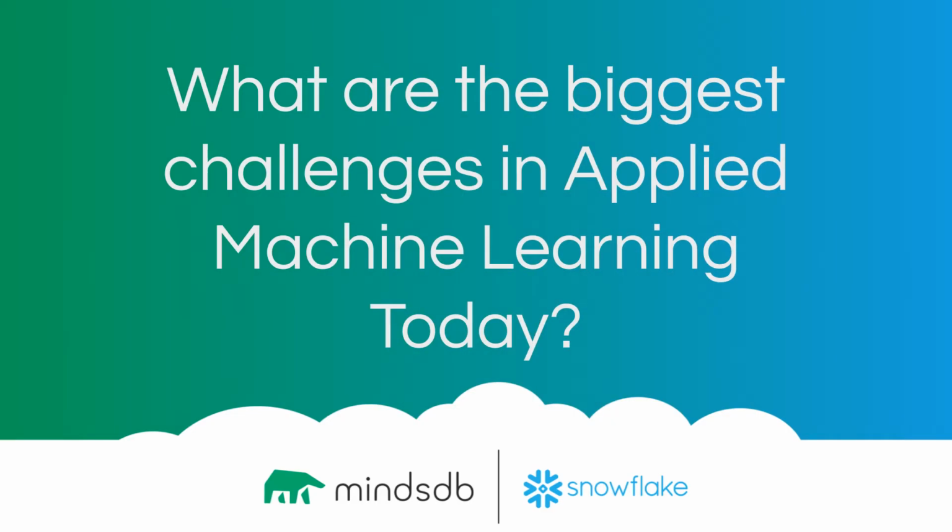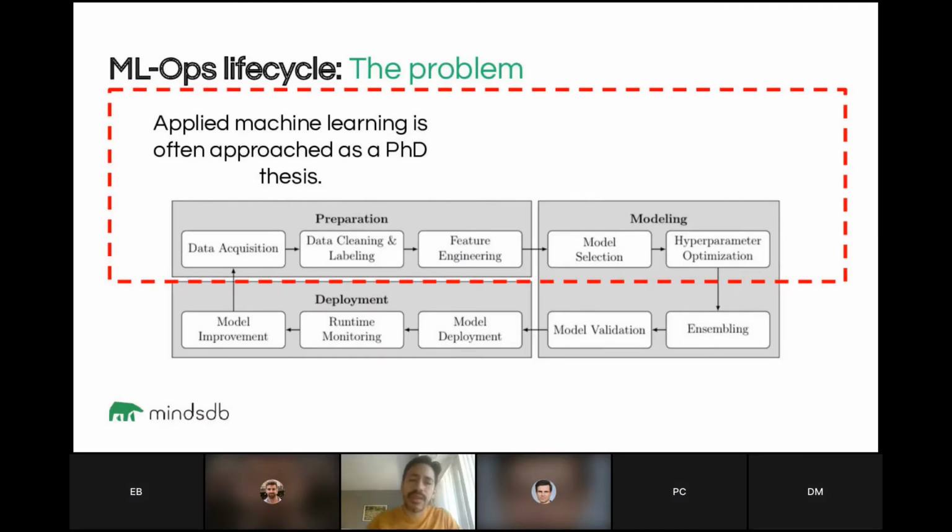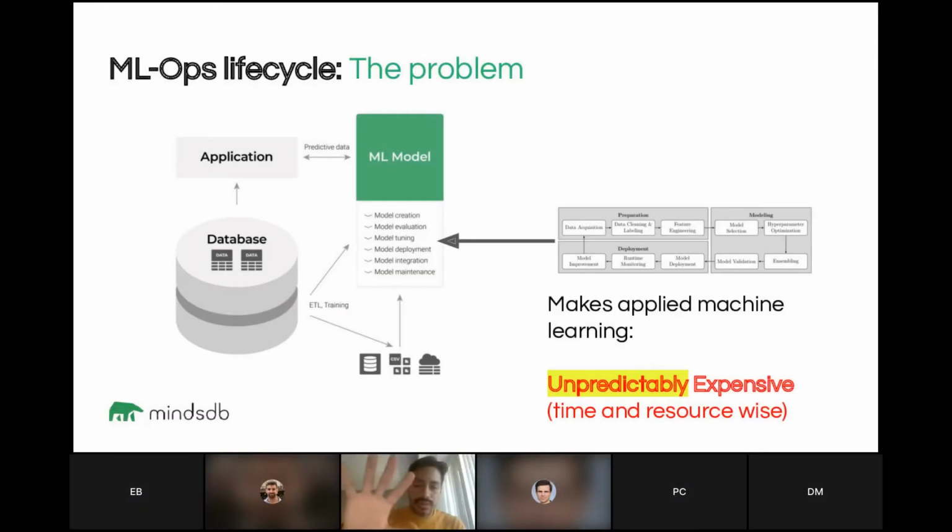What are the biggest challenges in applied machine learning today? The problem is that today most people learn machine learning how they would do some sort of research, and they should be two different problems. You start with this file that you then transform in an ETL process. So you build this pandas workflow.